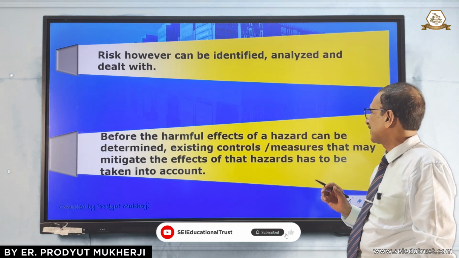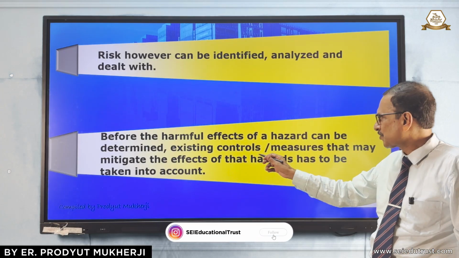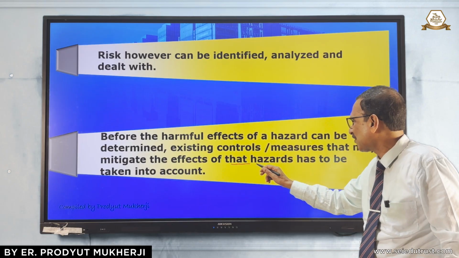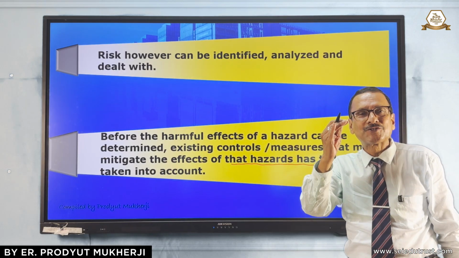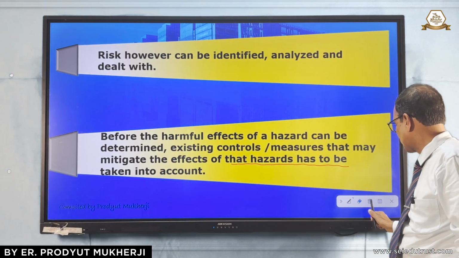Before the harmful effects of a hazard can be determined, existing controls, measures that may mitigate the effects of that hazard, have to be taken into account. That is, to reduce the risk, we have to put control measures, safety measures in place.